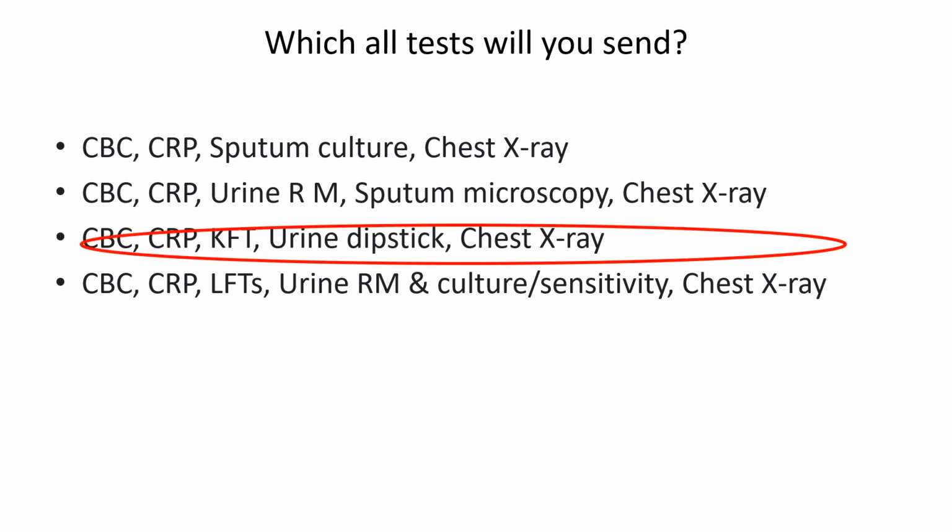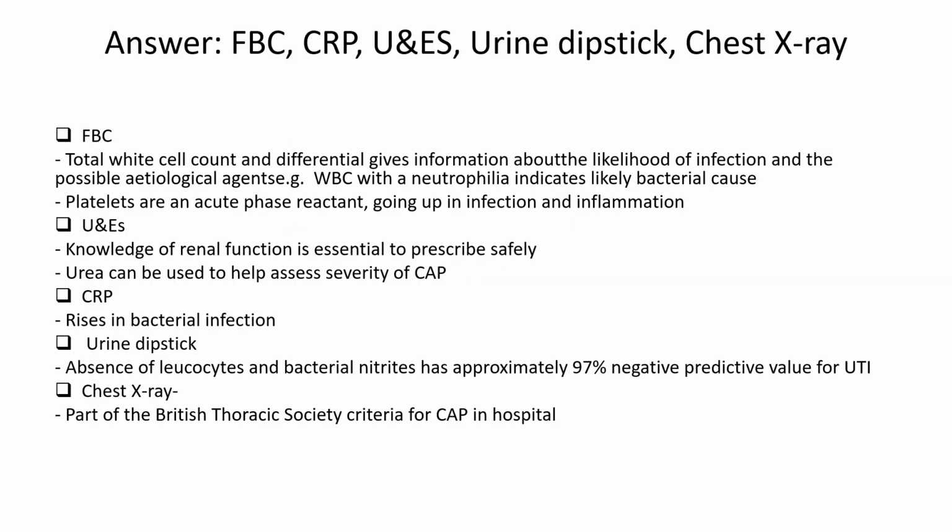The tests will be CBC, CRP, kidney function tests, urine dipstick, and chest X-ray. The complete blood count will help us get more information about the likelihood of infection. WBC with neutrophilia indicates a bacterial cause. Urine electrolytes will help us understand the renal function. CRP will help us understand whether there is a bacterial infection.